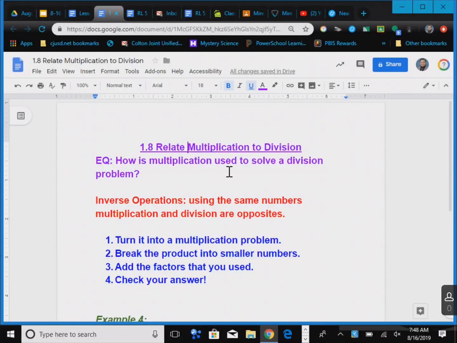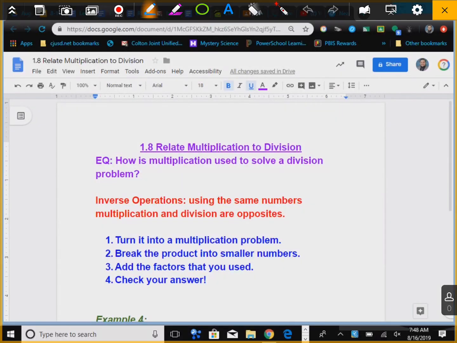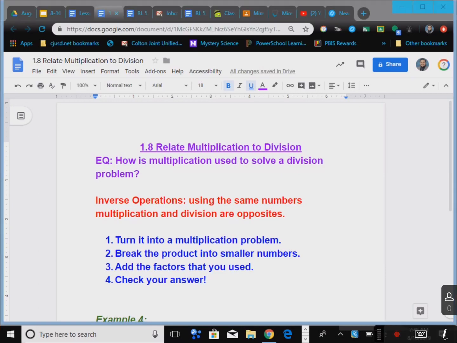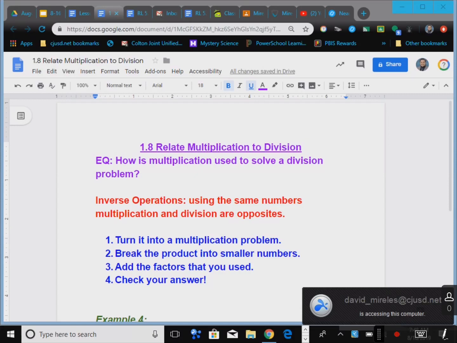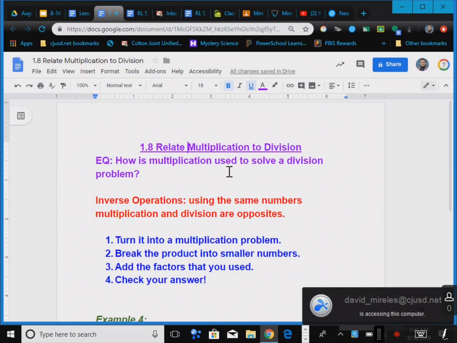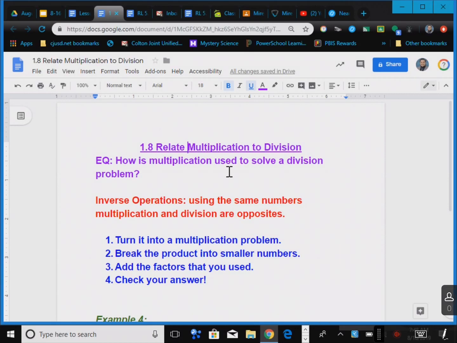Hello everyone, welcome to 1.8, which is relate multiplication to division. This is actually a really cool concept in math that most of us might not know actually exists, and it's that multiplication is the opposite of division, and we can use that to our advantage when we get stuck on division problems. We can use multiplication to help us solve those problems.